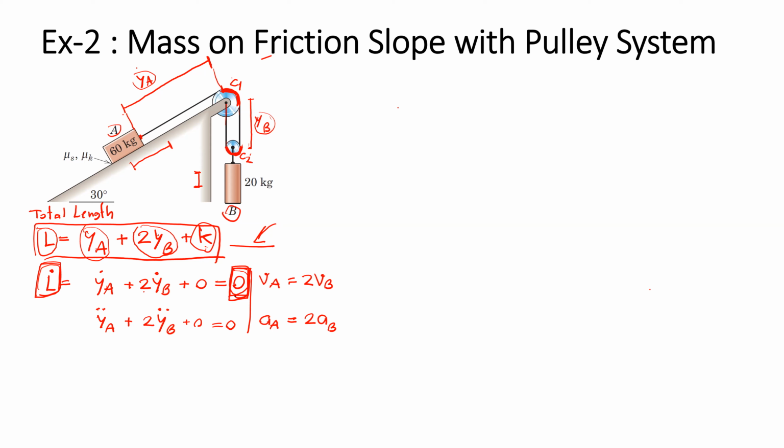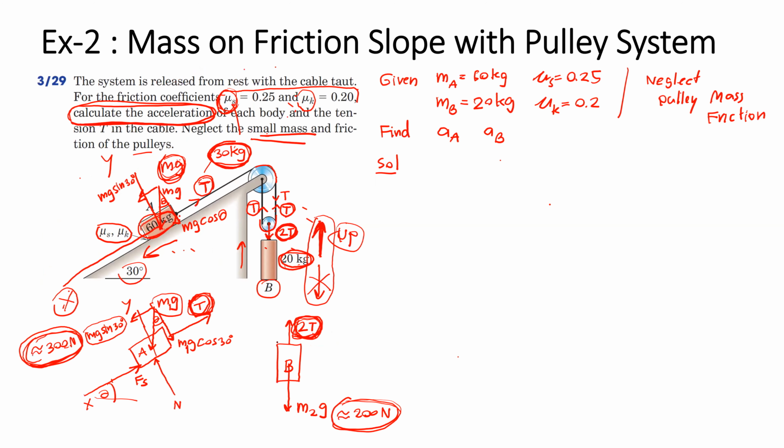Okay, from this page, at least from now, we know the relationship between the acceleration of the mass A and the mass B. We switch back to here. Which part should we consider first? Okay, let's see the mass B first.